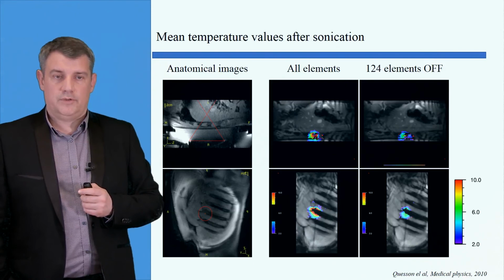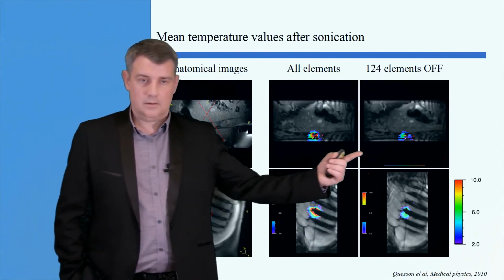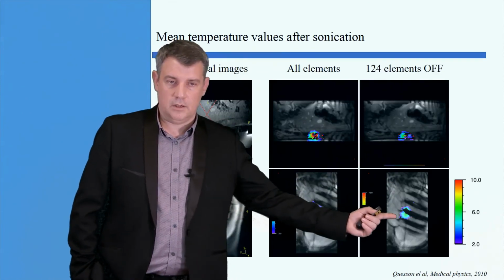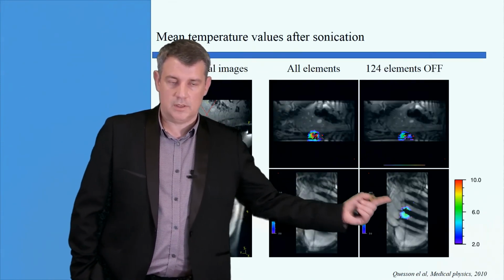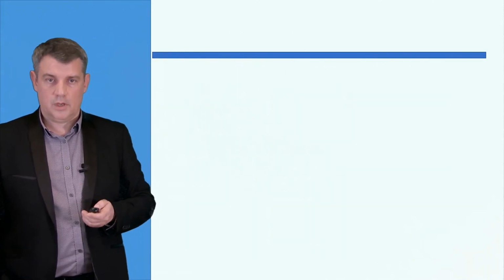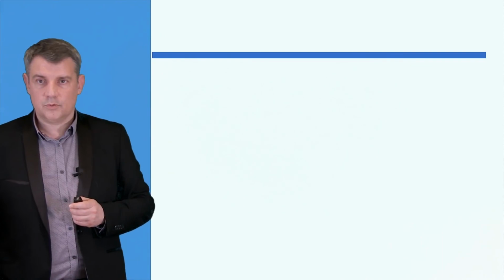Now, if you switch off the elements, you still have a heating, which is much more moderate, and you can clearly see that you have something which is homogeneous and not really overheating close to the rib. So MR can be used to increase the safety.